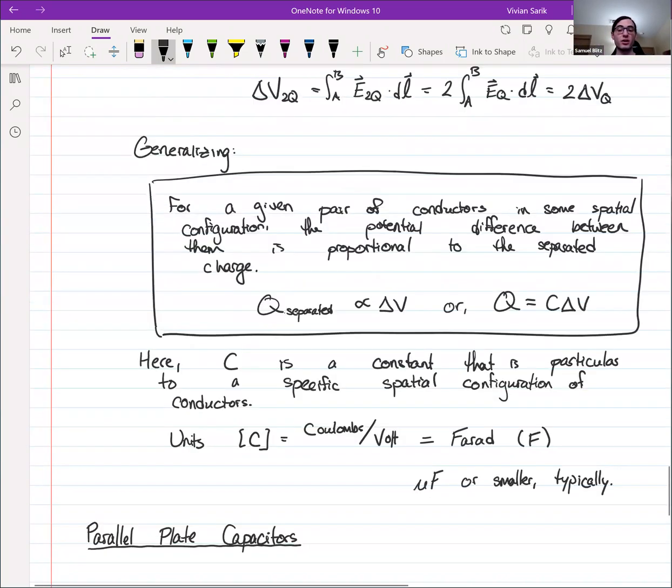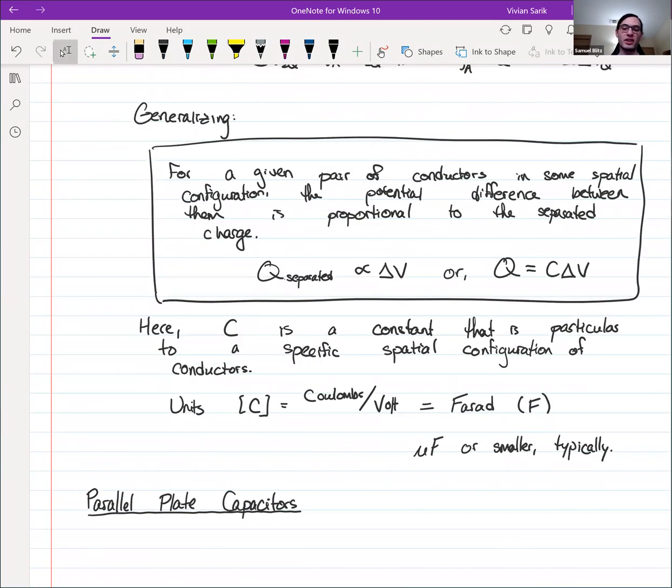A capacitor is a thing that has a separation of charges that's proportional to the potential difference across those two conductors. A capacitor is basically two conductors that are nearby each other, and depending on the shape of those conductors and how far away they are, this capacitance, which is what C stands for, will vary. So it'd be useful to be able to theoretically predict, given some spatial configuration of conductors, what the capacitance of such a capacitor would be.